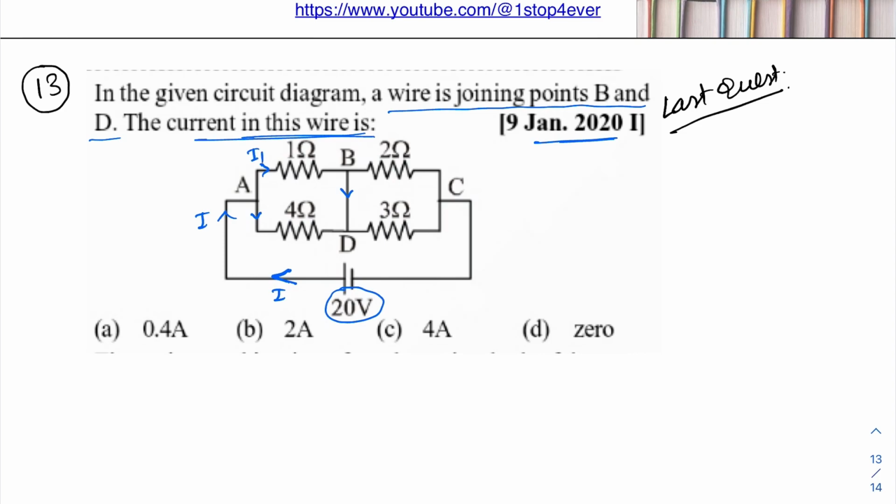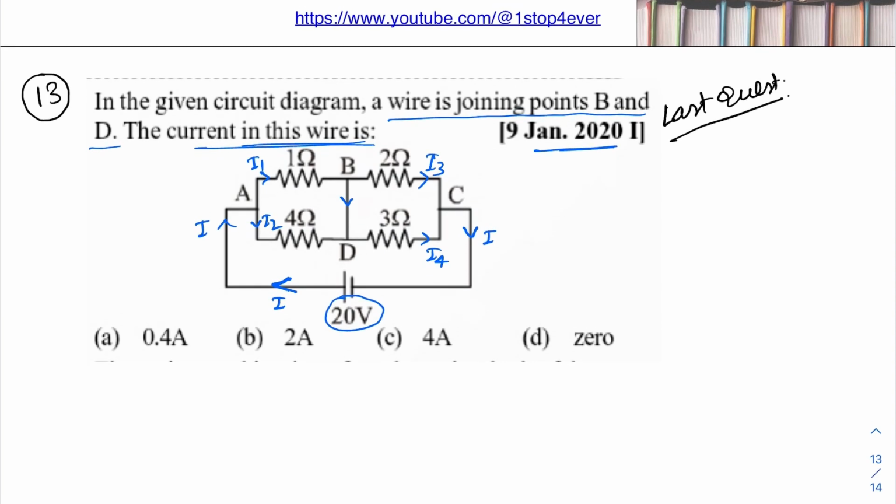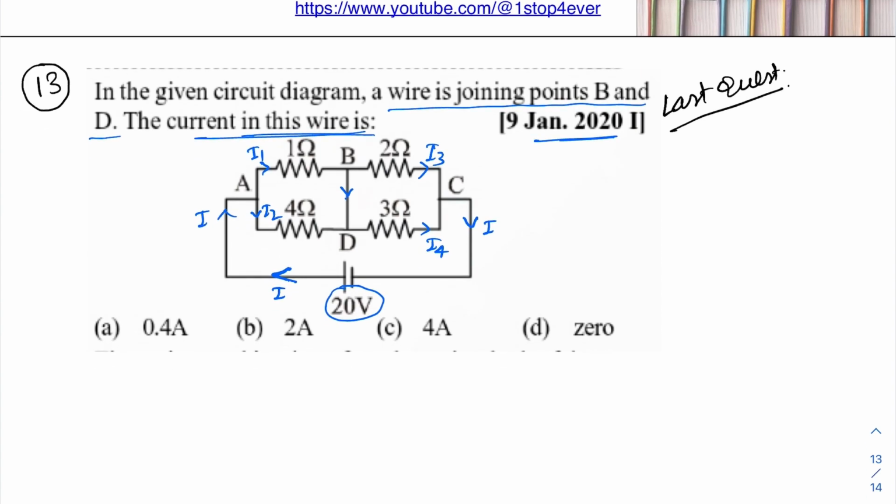So let it be I1, this will be I2. Similarly we will find that this current, let it be I3, this current I4, and I3 plus I4 will again give you I. Now in this question we will assume that the current flowing through this, meaning B to D, is 0. Now we will find out what the current will be. Because B and D are at the same potential, this point and this point will be the same, because it is short circuited, so the same potential will be there.